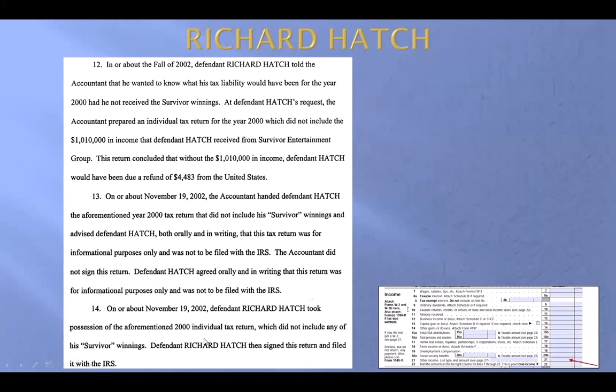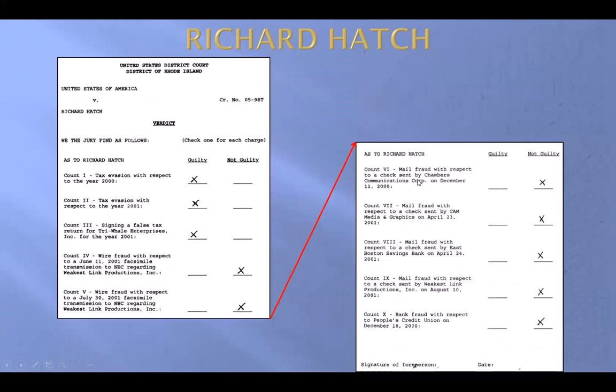Here we go. So now he took it, he signed the return and filed it with the IRS. So it left off that $1 million, and that $1 million and 10,000 should have gone over there. He went to court. He was found guilty right over here. Guilty of tax evasion for the next year, and tax evasion for the S corporation. He was found not guilty of wire fraud, mail fraud, and bank fraud.